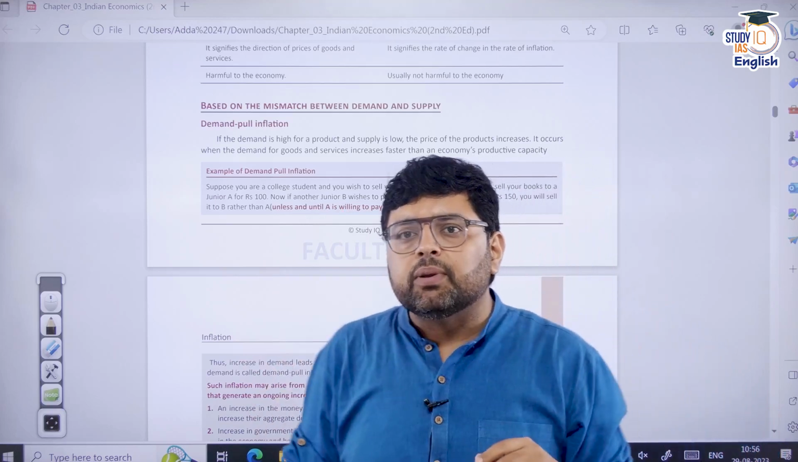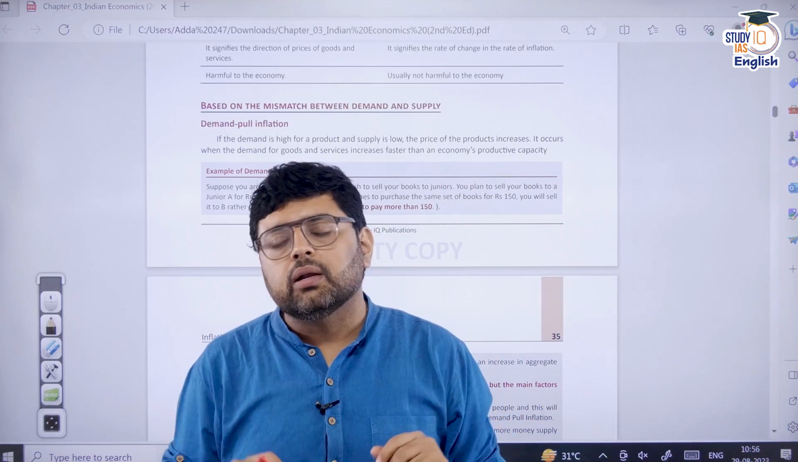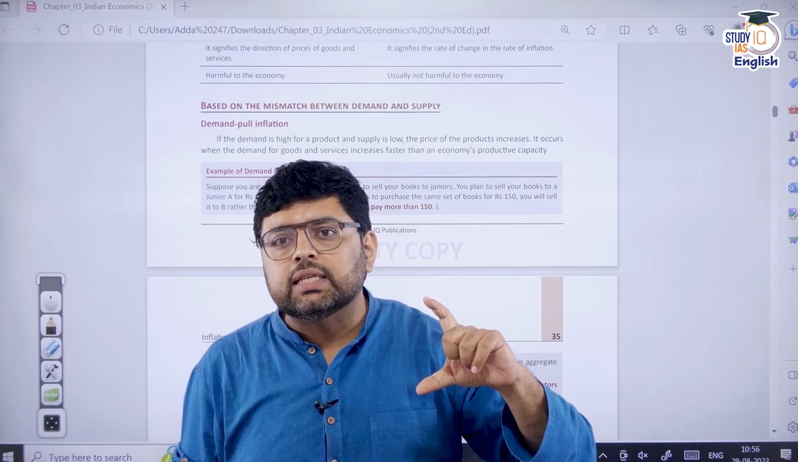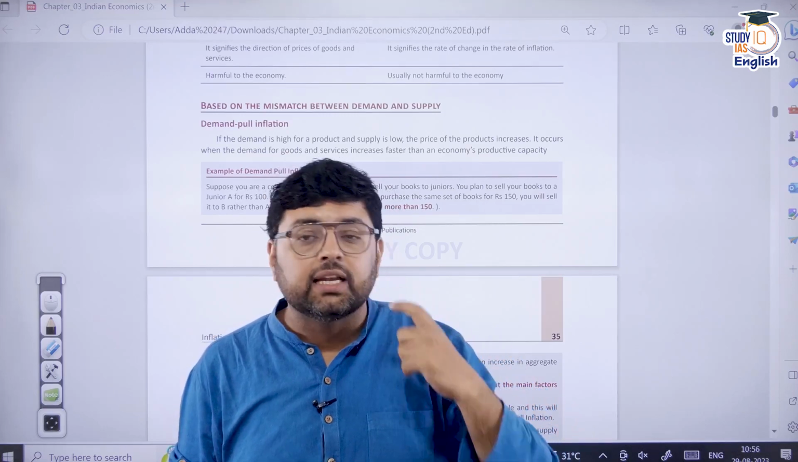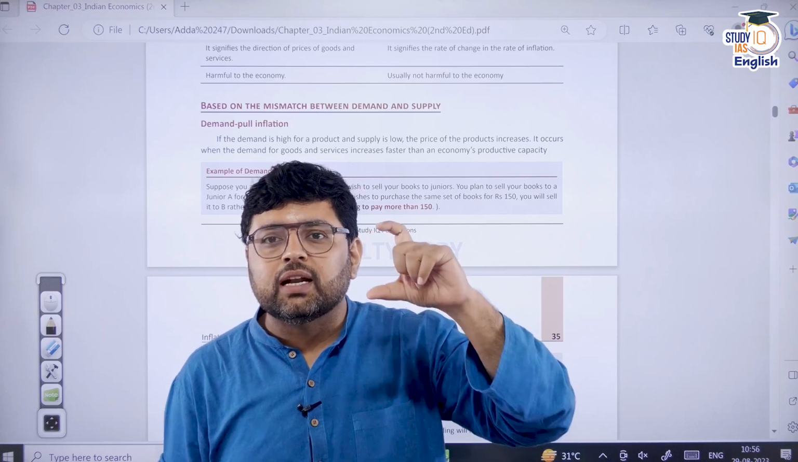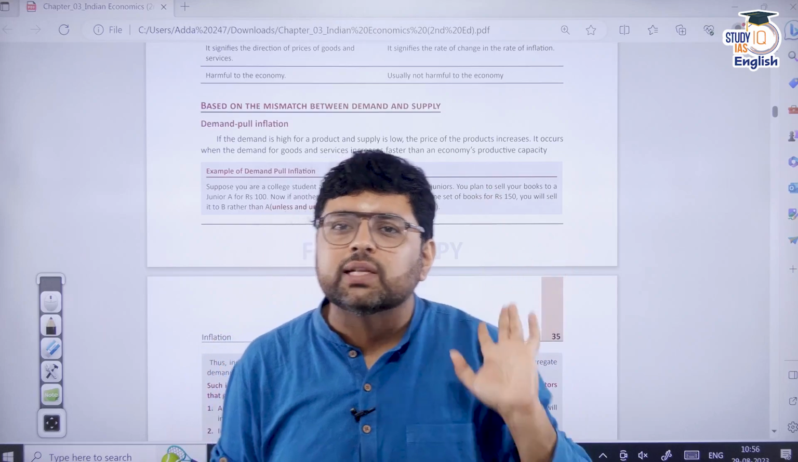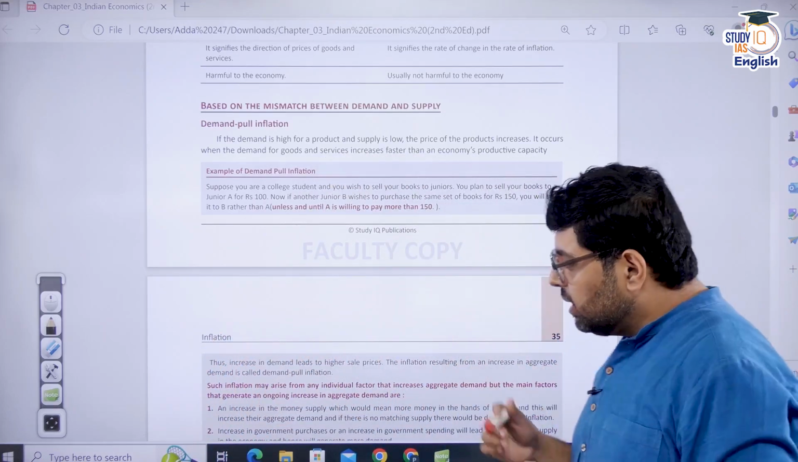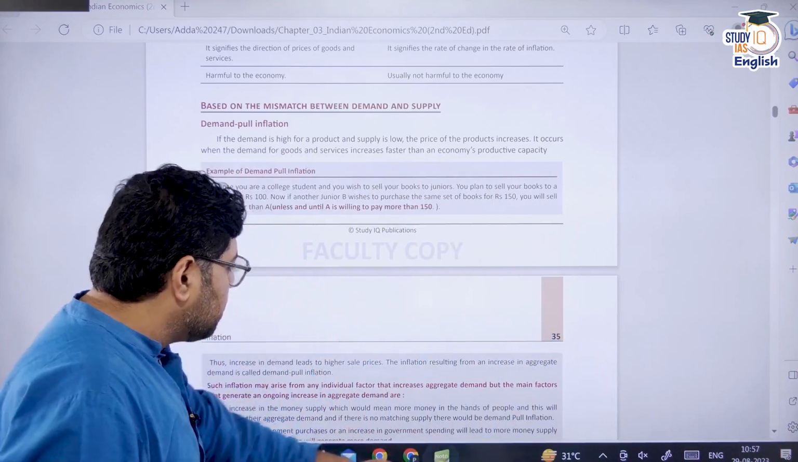The best example is the COVID time period. There was a sudden demand for sanitizer, so demand for sanitizer increased. You have seen that a 10 rupee bottle of sanitizer was sold at 25, 30, or 50 rupees. So this is called demand pull inflation. Ultimately demand has increased.